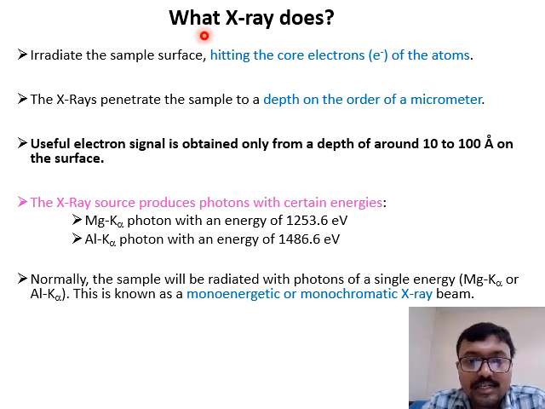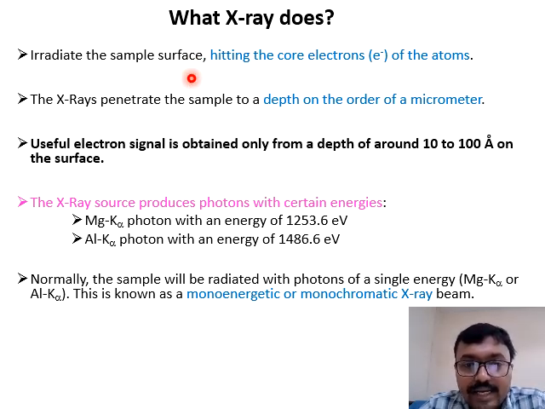Next, what does X-ray do? What is the role of X-ray? First, X-ray plays the main role in XPS. It provides the energy, which is electromagnetic radiation that hits the core electrons, meaning it hits the surface. When it hits the surface, there are atoms there, and the core electrons of those atoms are removed, right?